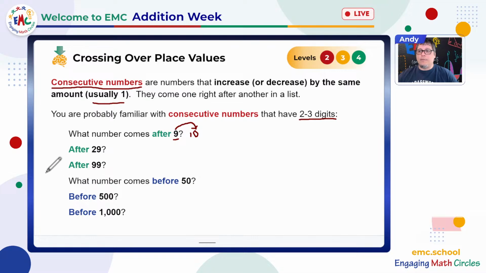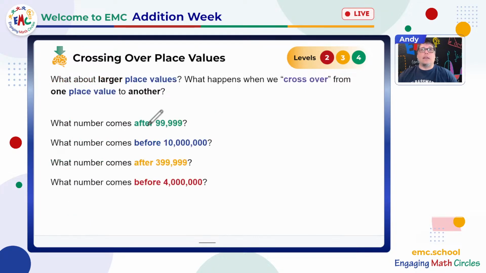Quickly pause, write them down. And you should have got, after you unpause here, 30, 100, 49, 499, and 999. Okay. So you're comfortable with those. What's going on when I do it with bigger numbers, even bigger than that?